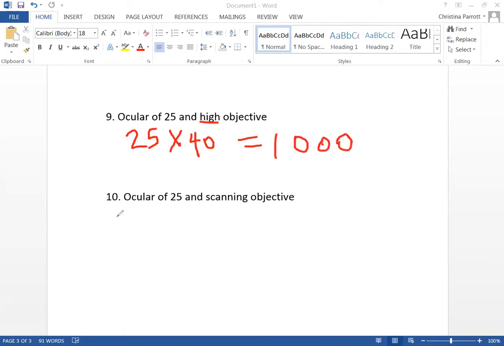Number 10, we're using an ocular of 25 magnification again. So 25 times, this time we're using our scanning objective. So we're going to do 25 times 4 because our scanning has a magnification of 4. And this is going to give us 100.